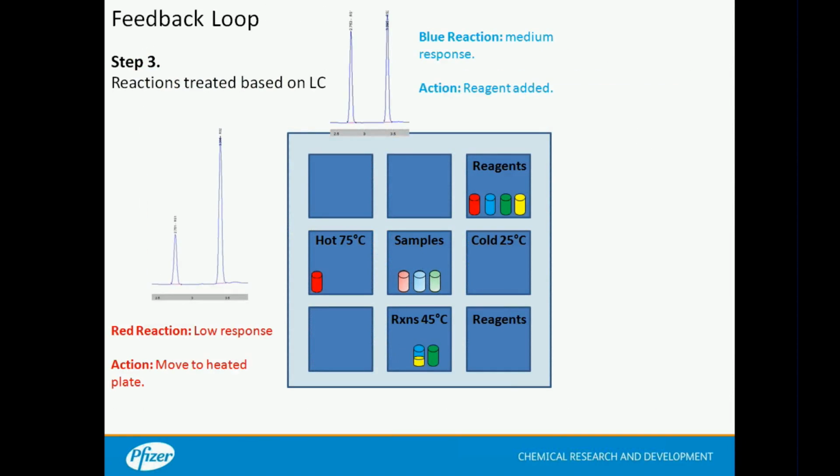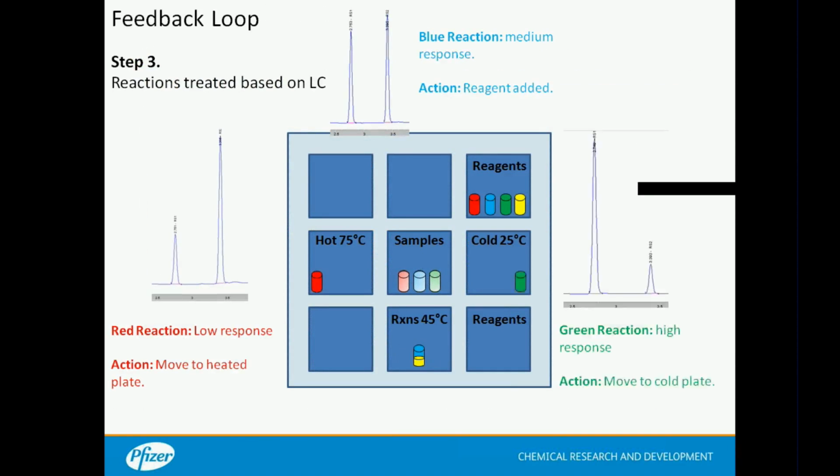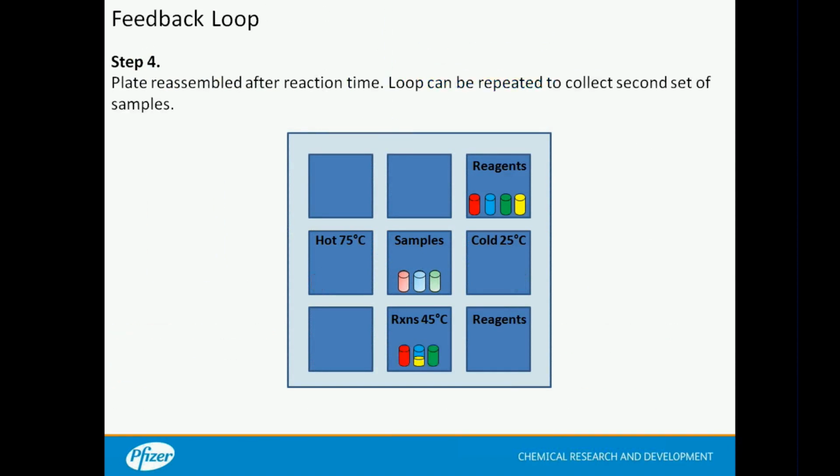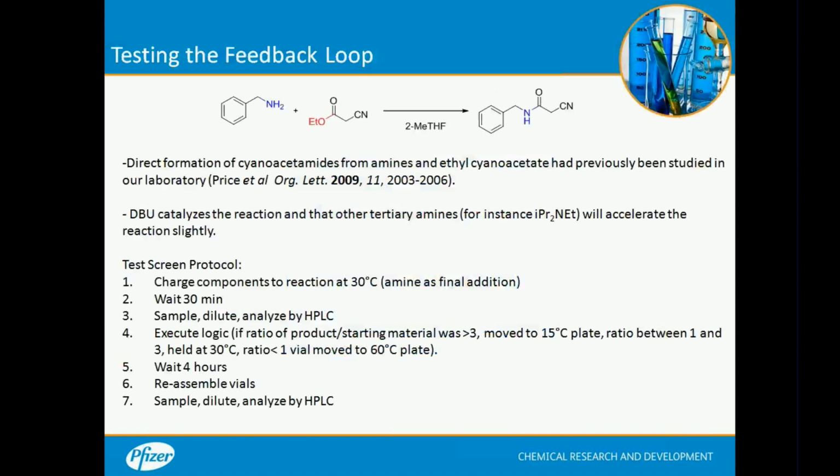And then finally, you can have a reaction with a high response, similar to the green reaction, where you have a significant amount of product and a very small amount of starting material. And this would be a high response, and so the action could be move to cold plate. At the end of the reaction, these vials are then reassembled so that you can repeat the loop and collect a second set of data to see if the exposure to new conditions helps drive the reactions further. Once we had this feedback loop established on our system, we wanted to test it with chemistry we knew.